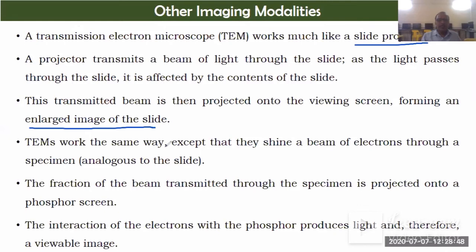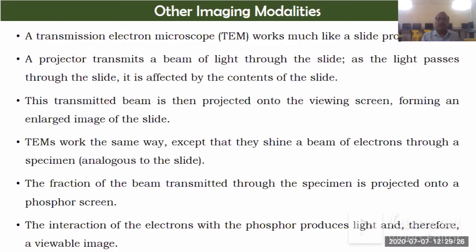So TEM works the same way, except that it shines a beam of electrons through the specimen, which enlarges it. A fraction of the beam is transmitted through the specimen and projected onto the phosphor screen. The interaction of the electrons generates an enlarged viewable image. So generally the transmission electron microscope works like a projector and is used to enlarge the image.